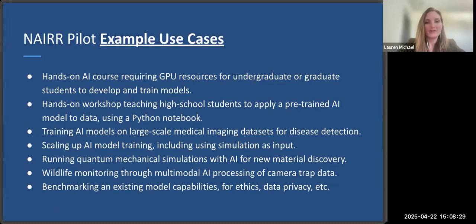The NAIRR Pilot welcomes you to apply for a resource allocation for your AI-related research and education projects. Some examples of use cases for NAIRR Pilot resources include delivering hands-on AI courses or workshops for teaching high school students to apply pre-trained AI models to data with notebooks, or developing a new foundational model using large-scale medical imaging data sets, or even applying AI to a variety of domains like monitoring wildlife. There are a large range of potential applications, resource needs, and technologies available.